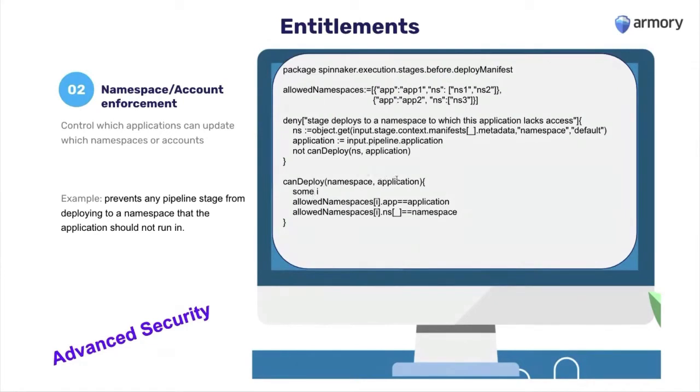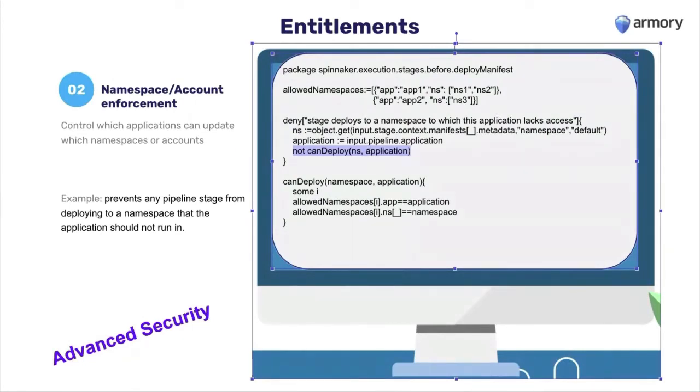So here we have a helper function called canDeploy, and it takes a namespace and an application and just checks to see whether or not they exist in that map. Then for our security rule, we read the namespace and the application that is attempting to be deployed to, and then we just check if it's not in the list up above, we give back this error message. If it is in the list, it's allowed. And that's how we do our namespace and our account enforcement.